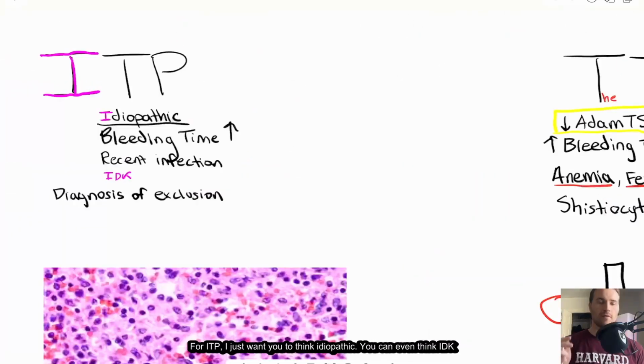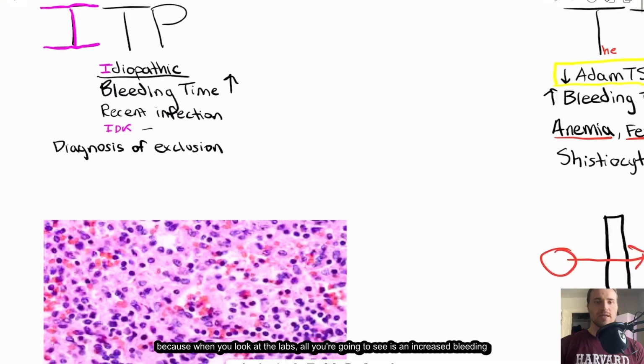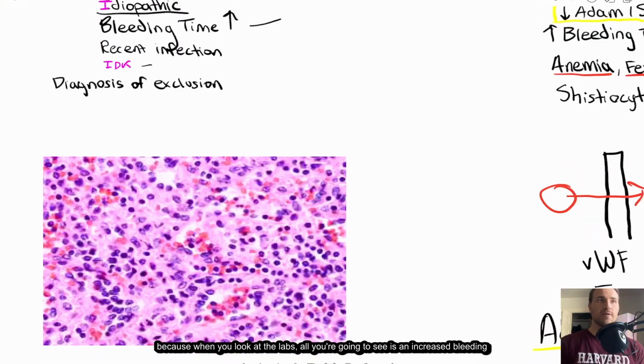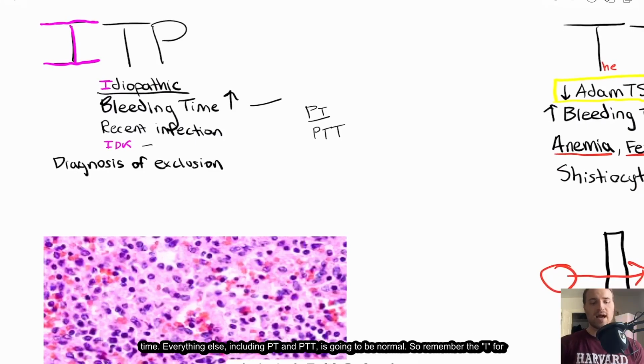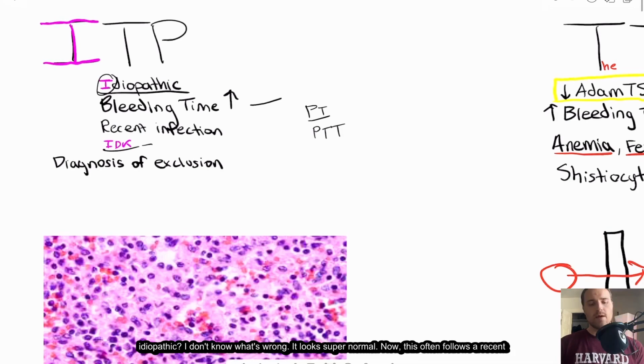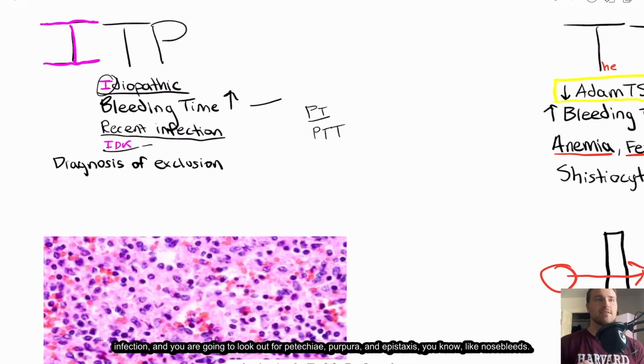So ITP. For ITP, I just want you to think idiopathic. You can even think IDK, because you're going to look at the labs and all you're going to see is an increased bleeding time. Everything else, including PT and PTT, is going to be normal. So remember the I for idiopathic? I don't know what's wrong. It looks super normal. Now, this often follows a recent infection, and you are going to look out for petechiae, purpura, and epistaxis, like nosebleeds.